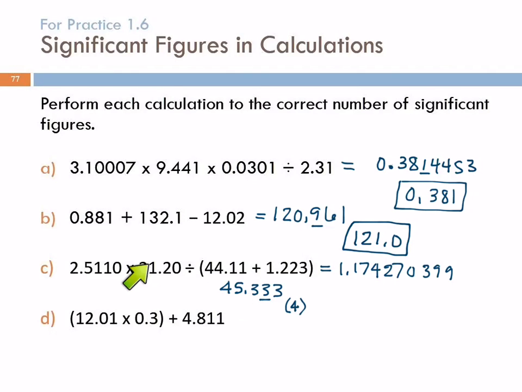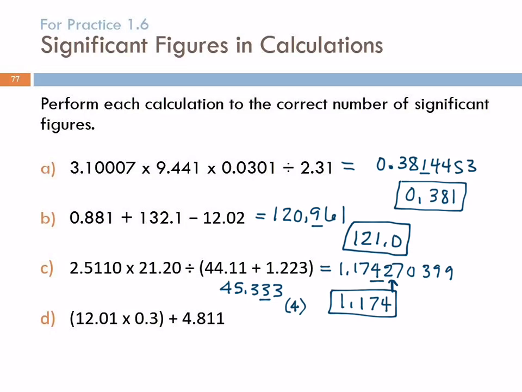So this one has 4 sig figs, this one has 4, and this one has 5. So our answer should have 4 significant figures. 1, 2, 3, 4 is right there. We look at this guy, 4 or less, we round down, and so this is 1.174.